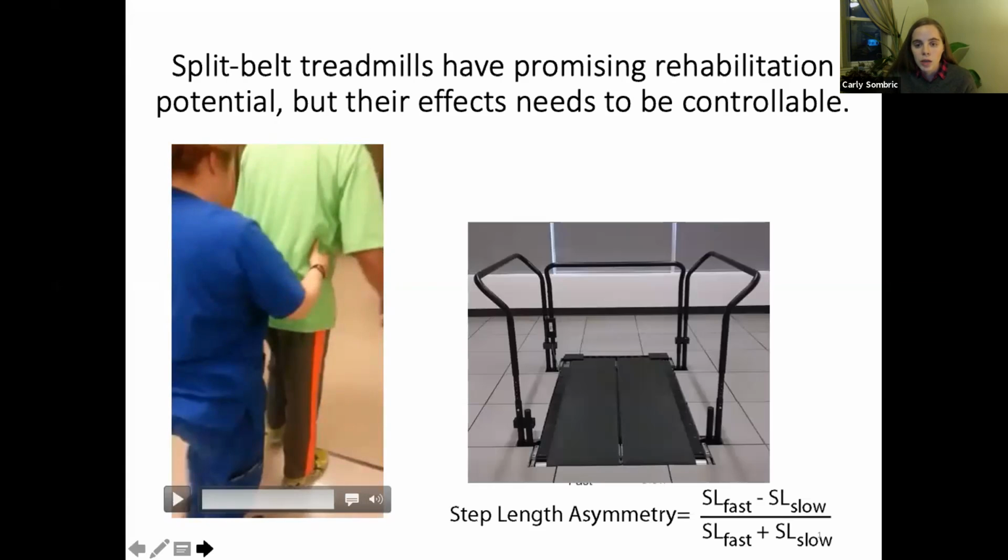So what we can do then is we can have people walk on a split belt treadmill that disrupts the symmetry between their legs, and we can quantify how their symmetry changes due to this. So the split belt treadmill has 2 belts, as you can see. Each belt is independently controlled, so we can make one belt move faster than the other, and this is how we disrupt step length asymmetry.